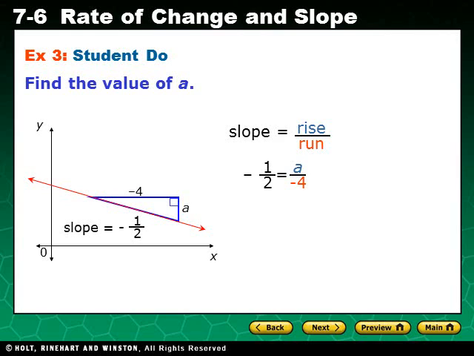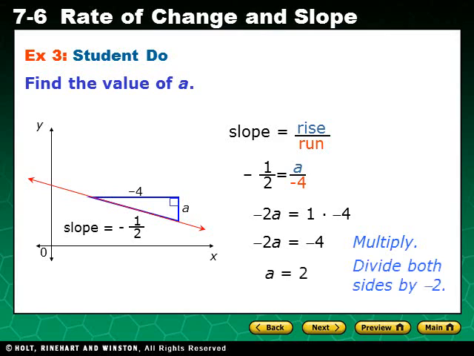Alright, let's cross multiply. We get negative 2 times a equals 1 times negative 4. That's negative 2a equals negative 4. Divide by negative 2 on both sides. You get a equals positive 2. This number should be 2.